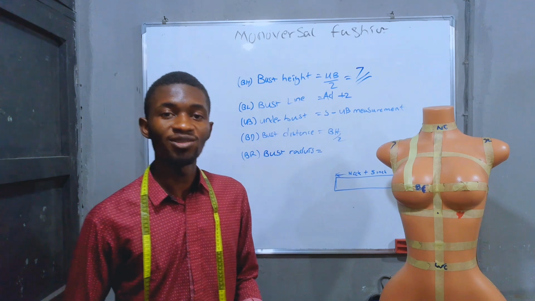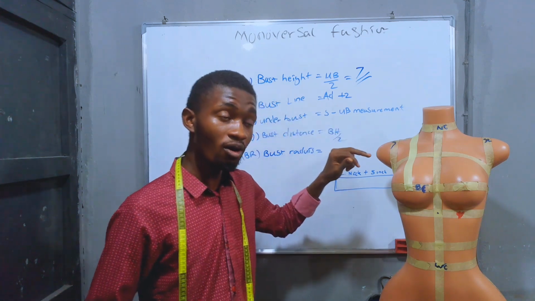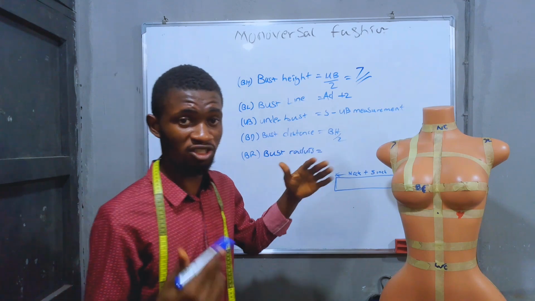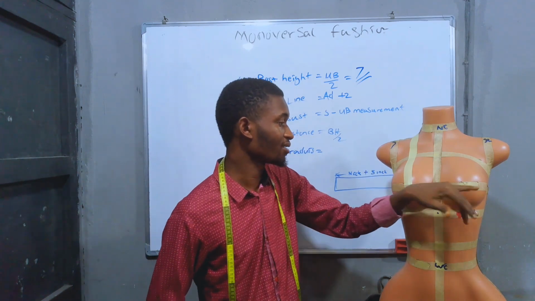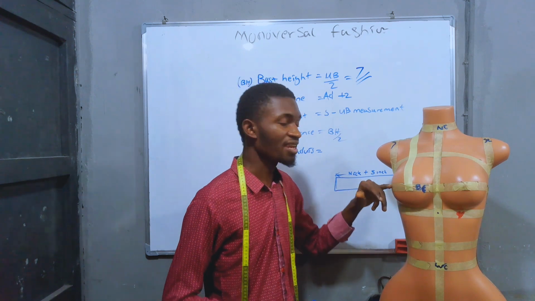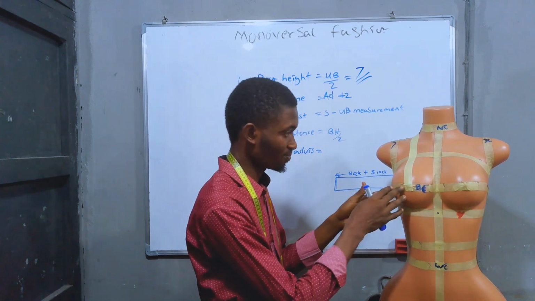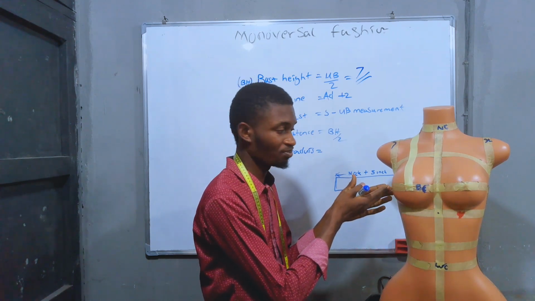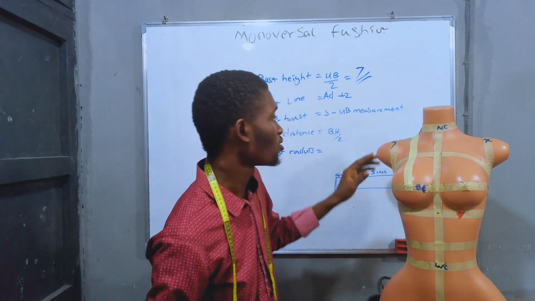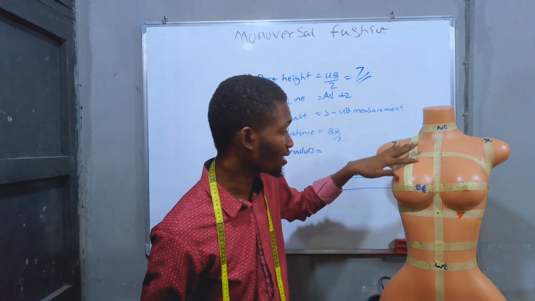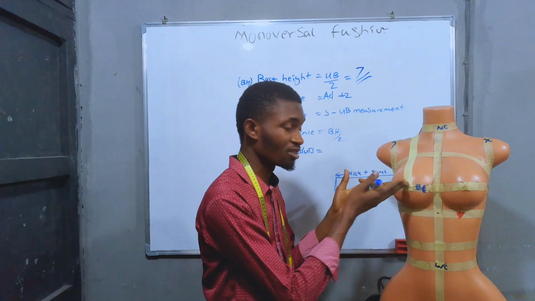Now let's go over to the bust line, or some may call it the bust point. The bust line is the area where the bust circumference is. This is our bust circumference, and this is the line where it is. How do you get this line? Normally you can use your tape and measure right down to the place where you think is the bust line.